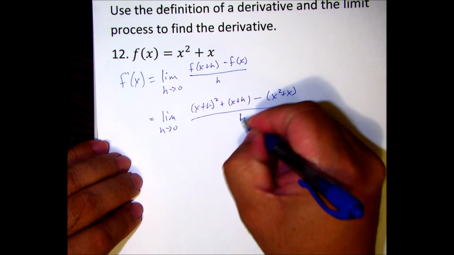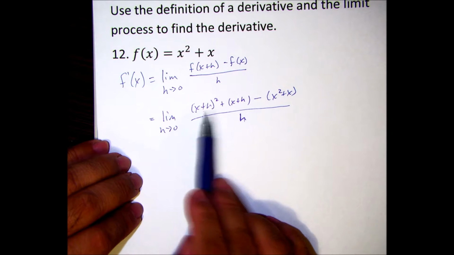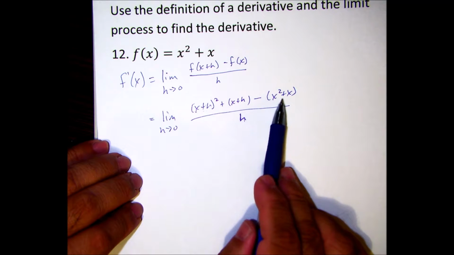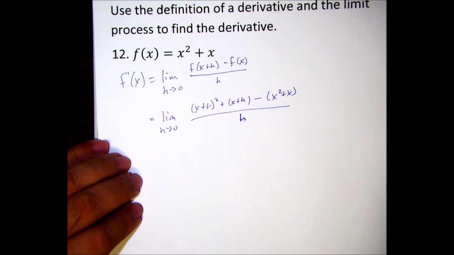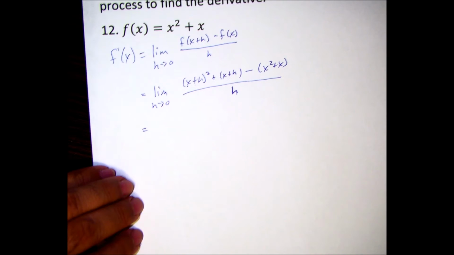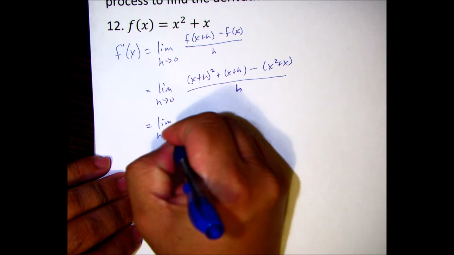So what do we got? If we plug in 0 for h, this becomes x squared plus x, minus the quantity x squared plus x, which is 0. So we got 0 over 0. That's an indeterminate form. So we're going to do some algebra to make it a form where we can plug it in and get a number.